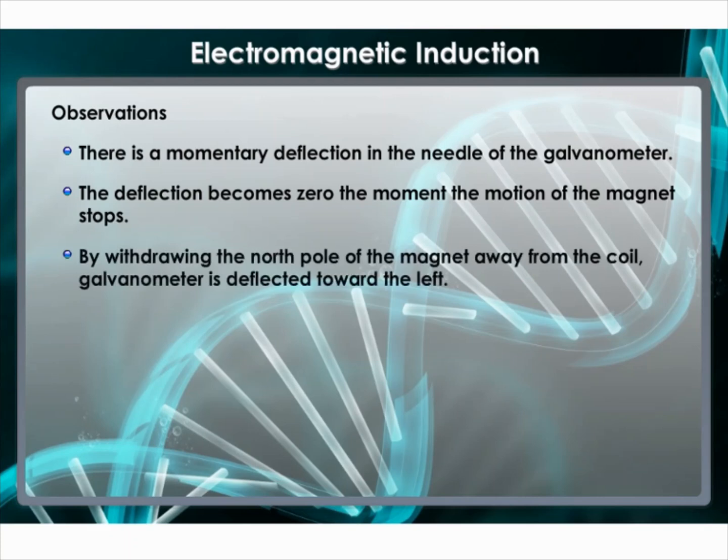Now withdraw the north pole of the magnet away from the coil. Now the galvanometer is deflected towards the left, showing that the current is now set up in the direction opposite to the first.